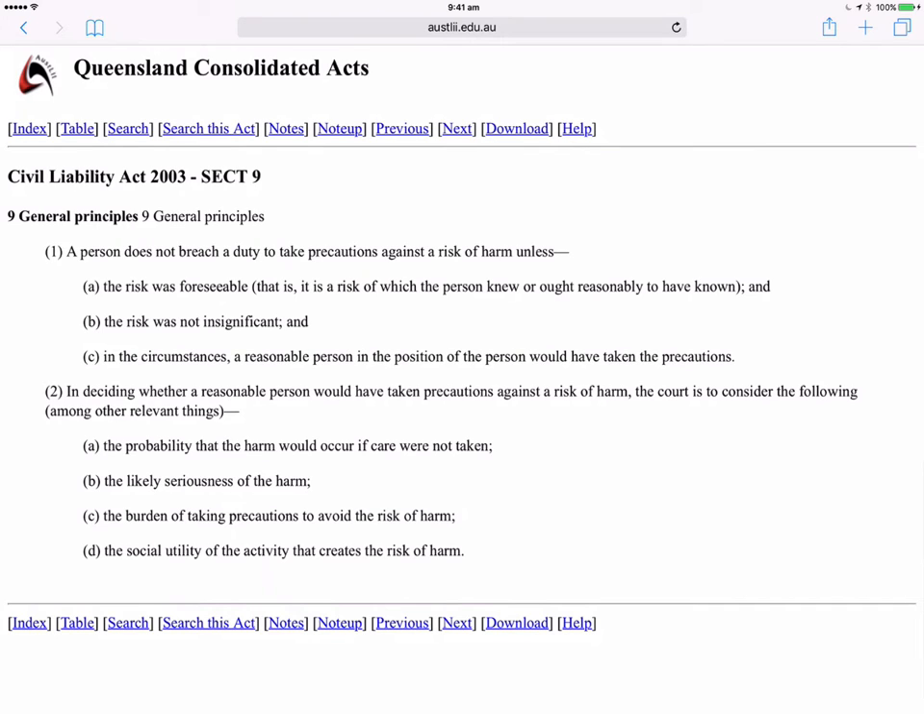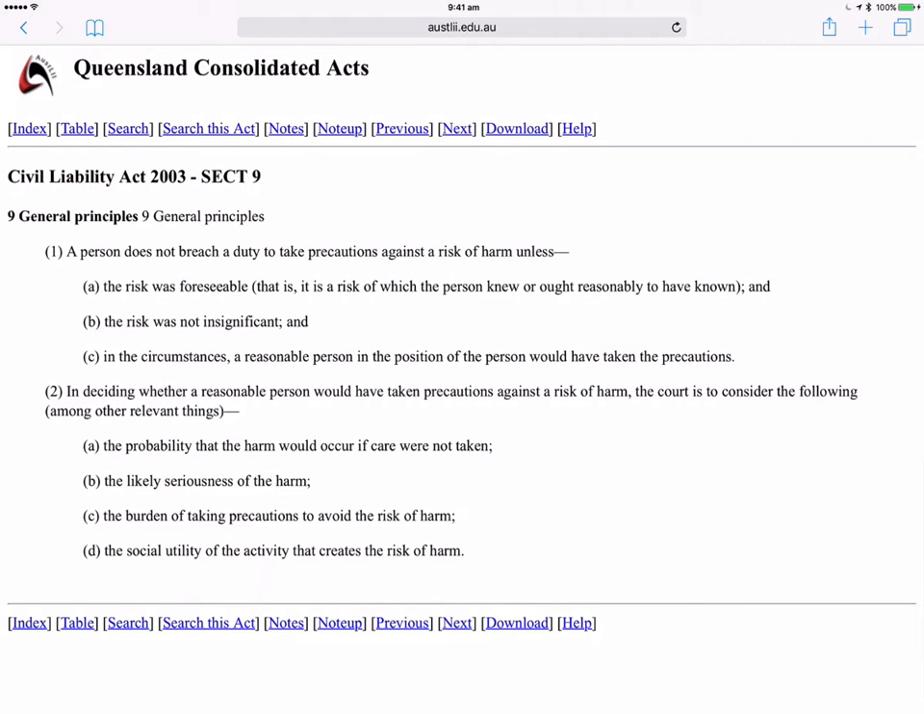Section 9 has two parts. Part 1 sets out the requirements for a breach. So a person does not breach a duty to take precautions against a risk unless the risk was foreseeable, that is a risk which a person knew or ought reasonably to have known, and the risk was not insignificant, and in the circumstances a reasonable person in the position of the person would have taken precautions. So there are three things to establish if we want to establish a breach: that the risk is foreseeable, that it's not insignificant, and that in the circumstances, a reasonable person would have taken precautions.